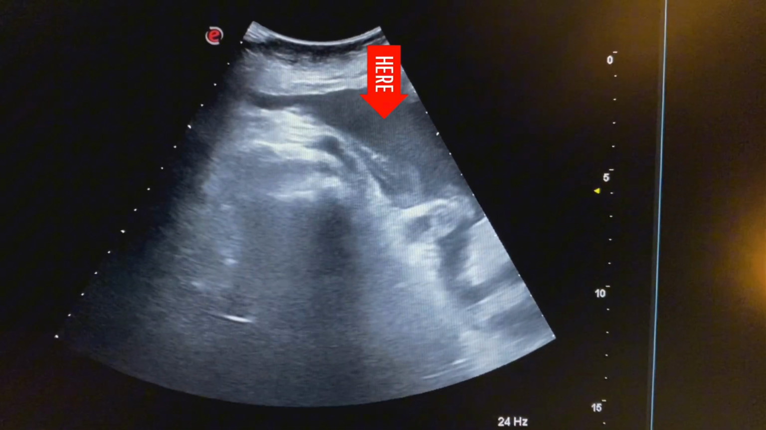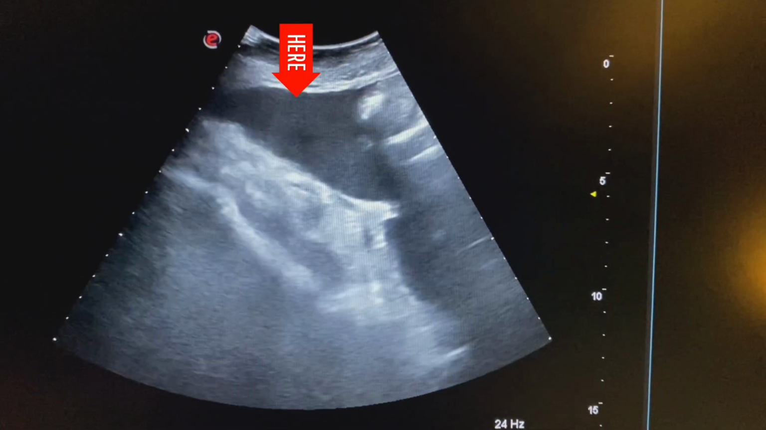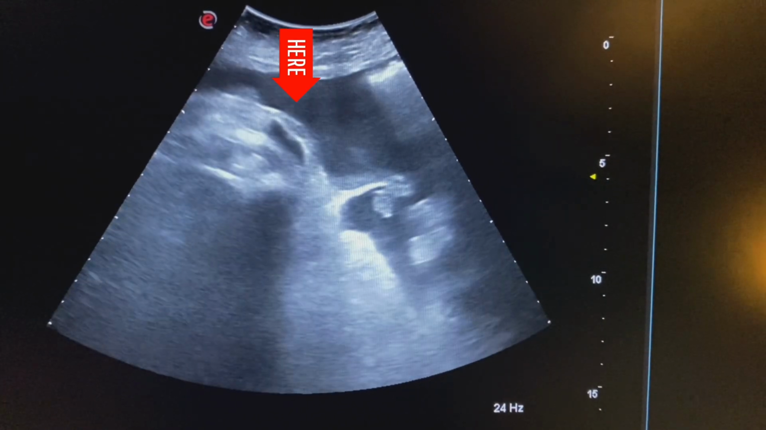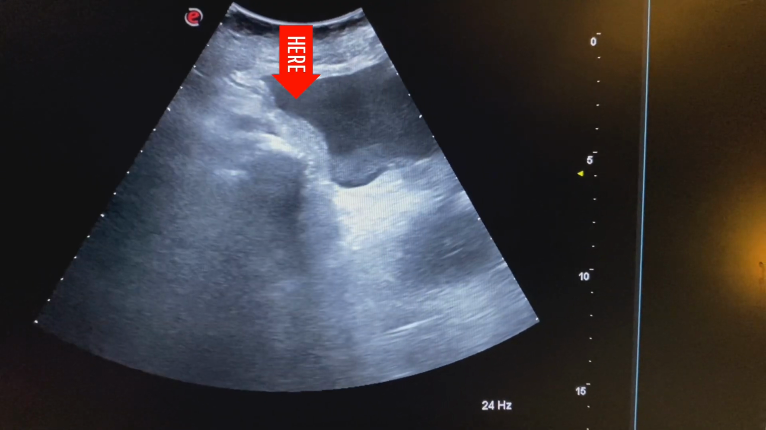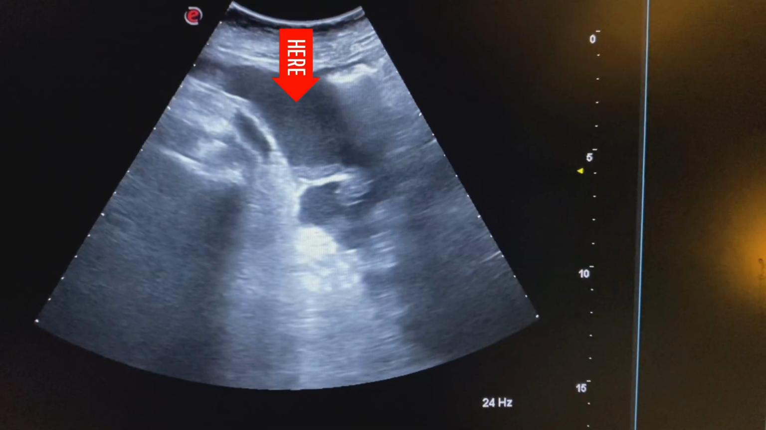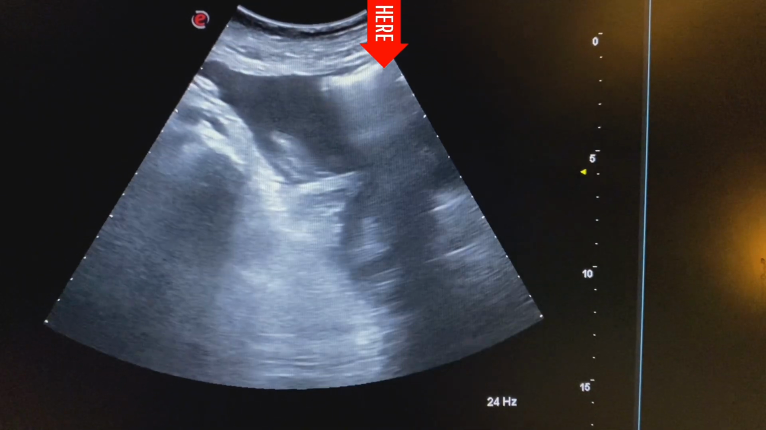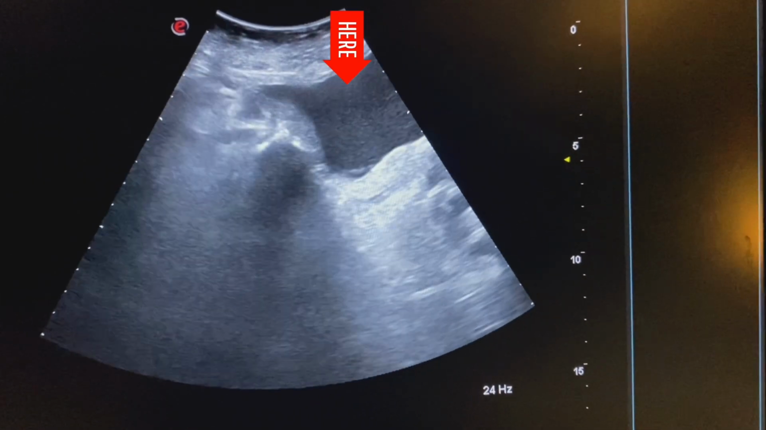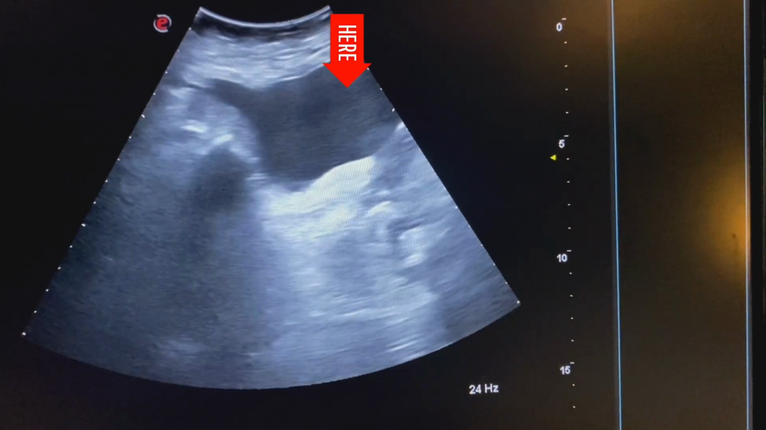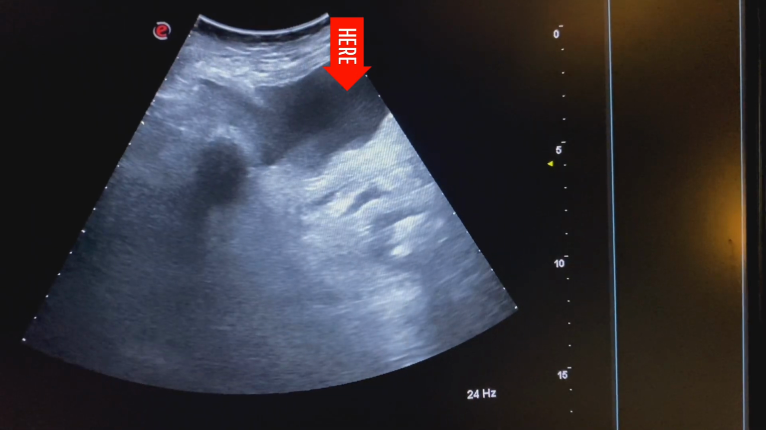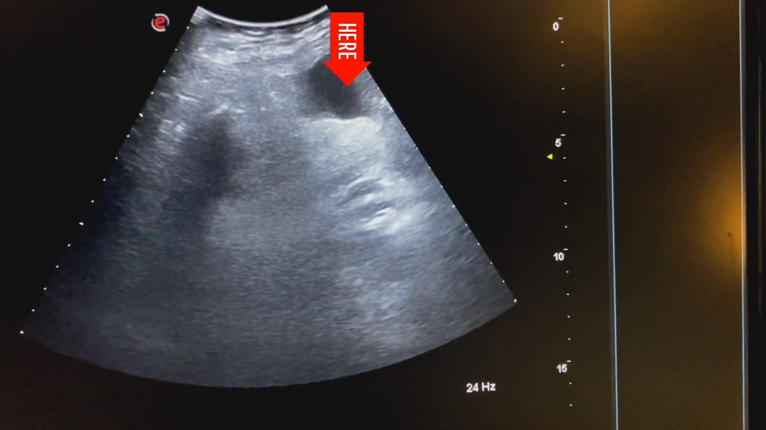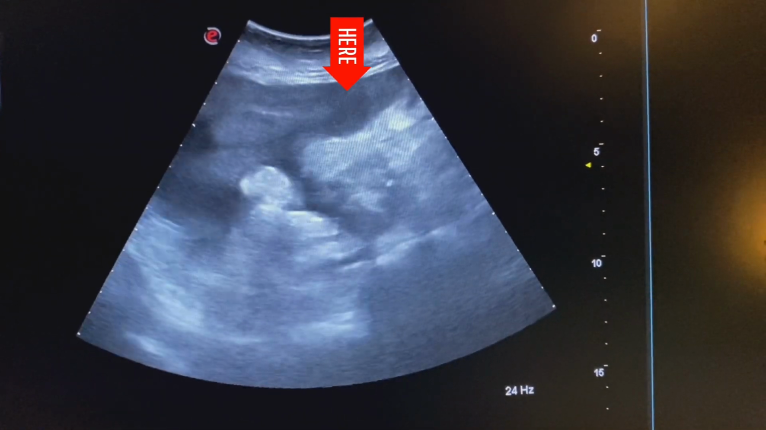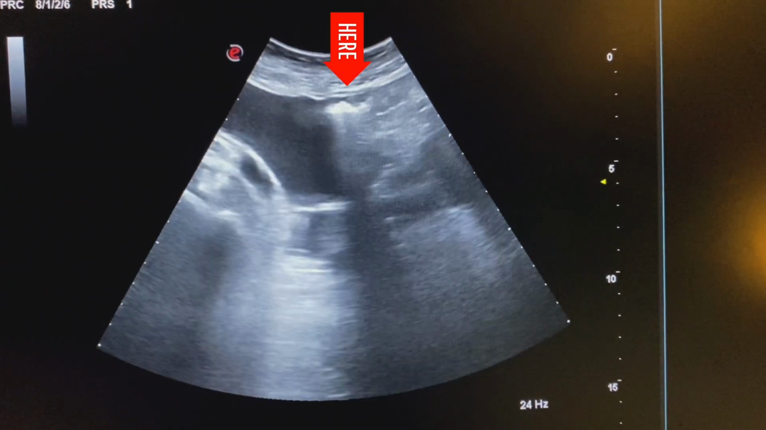Here we see the fluid in the right iliac area. Here we see the gases in the gut loops. This echogenic debris fluid appears like a hemorrhagic fluid. These gut loops are echogenic due to hemorrhagic fluid.